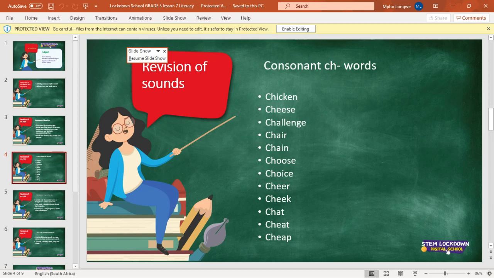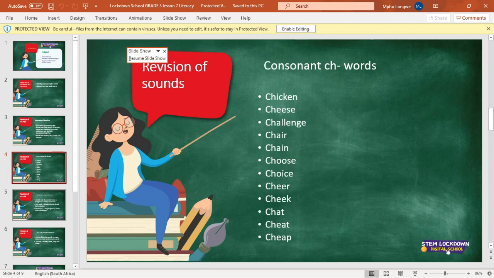9, 8, 7, 6, 5, 4, 3, 2, 1. Time up. Chicken, guys. Again, let me start again from here. Where is my cursor? Seems I can't use the cursor in this mode. It's fine. So remember I said chicken, the first word we have there is chicken.